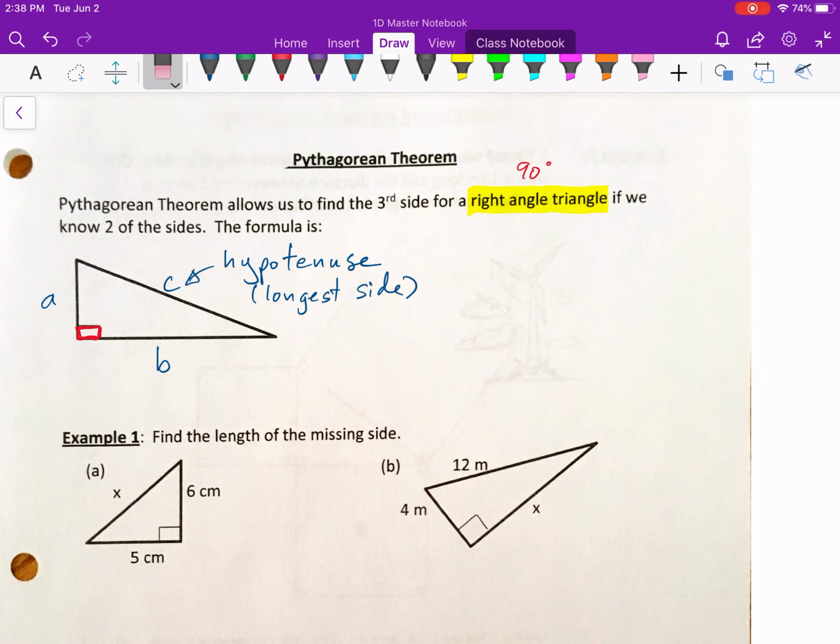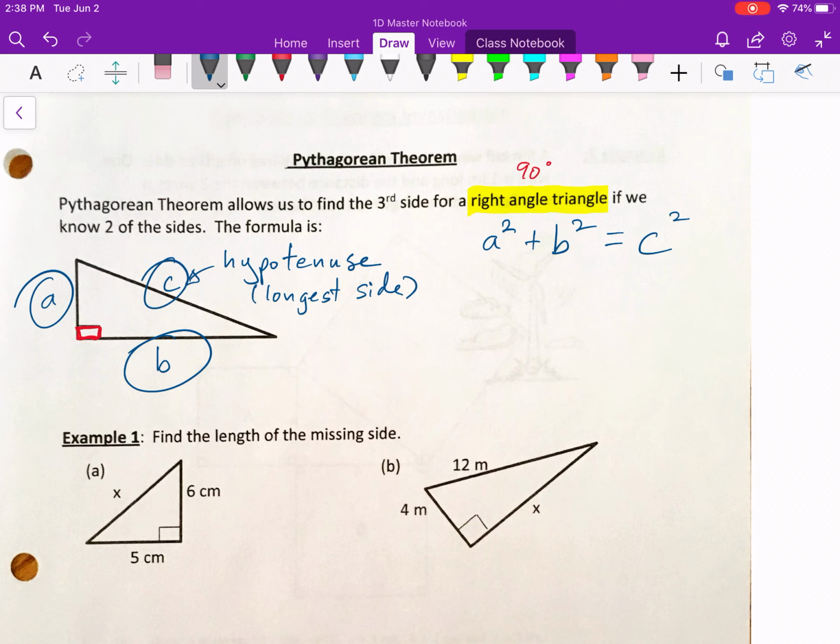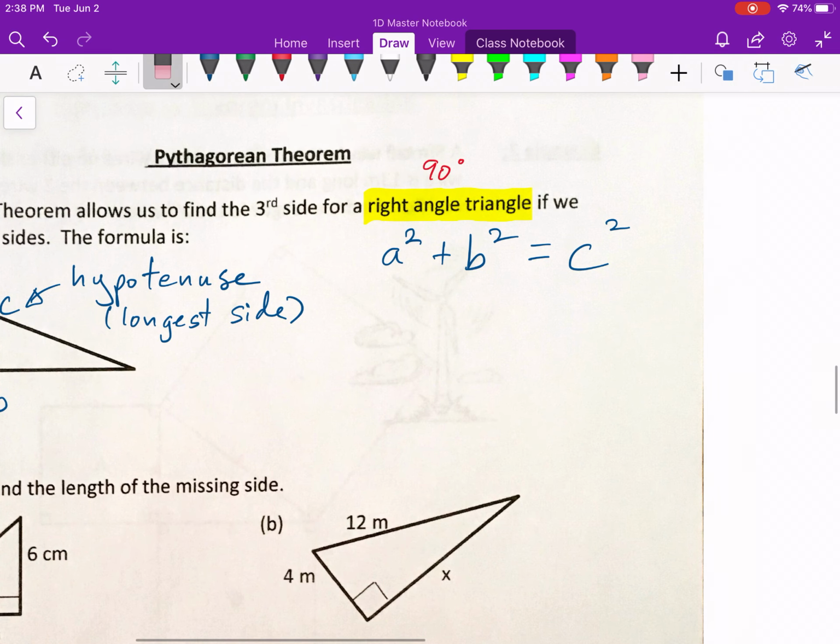Once we know that, then we can write the formula. It turns out that a squared, so this side here, plus b squared, this side here, is equal to c squared, this side here. So if we square each of those sides and add the two shorter ones together, it's going to equal the longer one. Okay, so that's Pythagorean Theorem. I could either write it a squared plus b squared equals c squared, or I could rearrange it, flip it, c squared equals a squared plus b squared, which might be more useful.